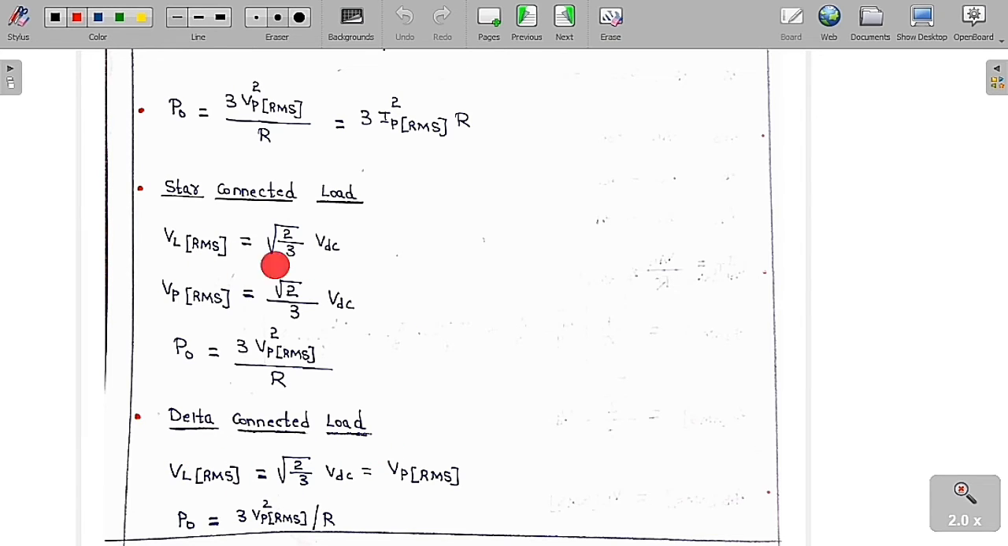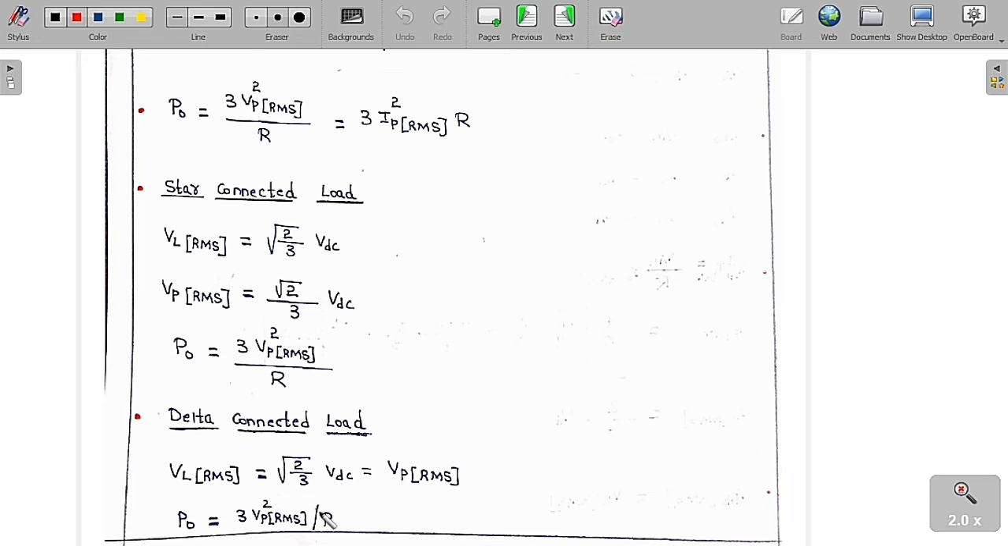I have already told you, always remember this: in a delta connected load, the line voltage is equal to the phase voltage. So both are always equal. The line voltage RMS is equal to the phase voltage RMS, which is root 2 by 3 into VDC. So apply this value, where P0 is equal to 3 into V phase RMS squared by R. You can apply this formula to get the result.